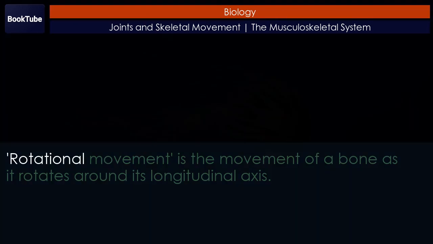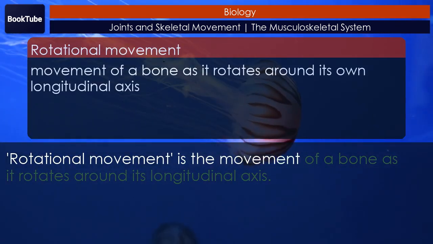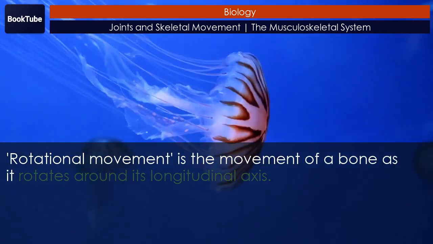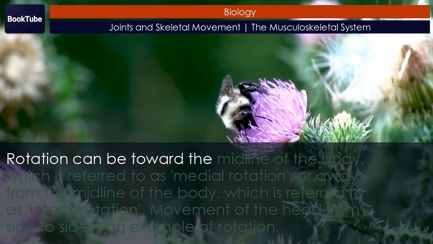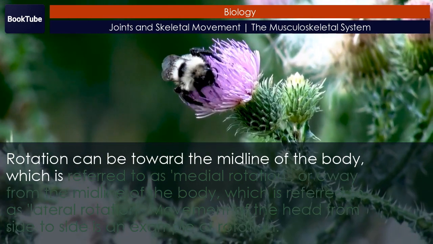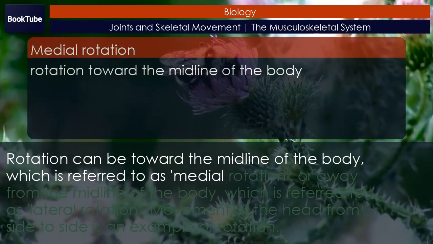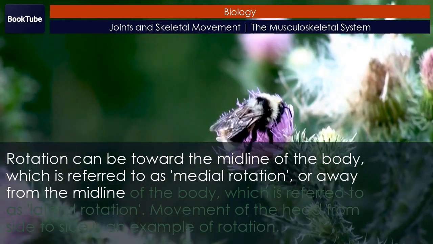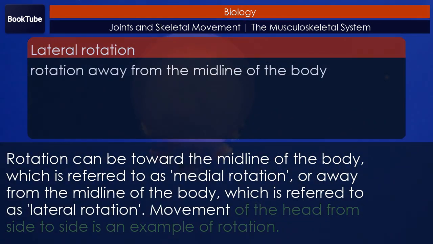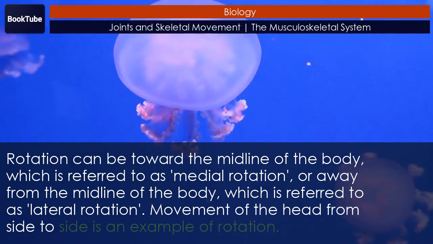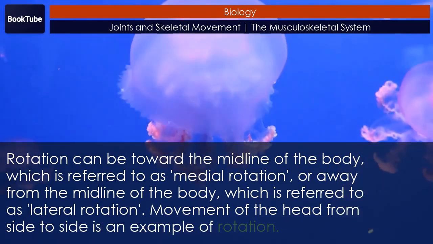Rotational movement. Rotational movement is the movement of a bone as it rotates around its longitudinal axis. Rotation can be toward the midline of the body, which is referred to as medial rotation, or away from the midline of the body, which is referred to as lateral rotation. Movement of the head from side to side is an example of rotation.